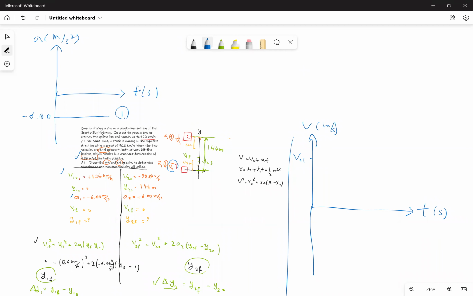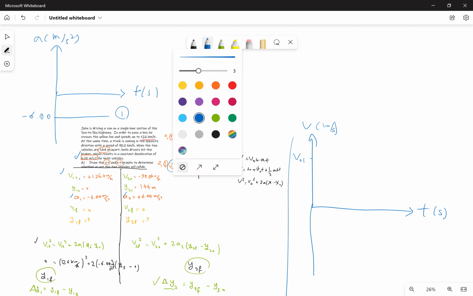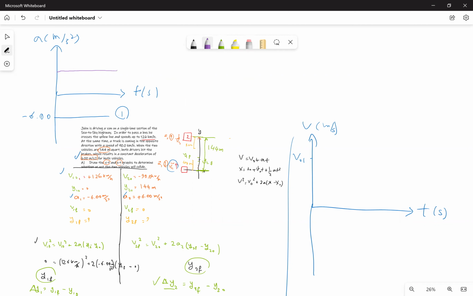Car two accelerates with positive 6 meters per second squared, so this is approximately the same. I'm going to label this car two, and let's change the color. Let's pick purple for car two, and this is going to be 6.00 meters per second squared.